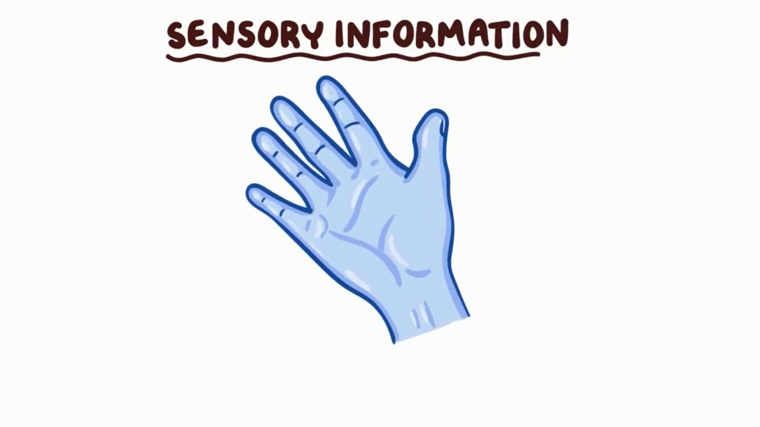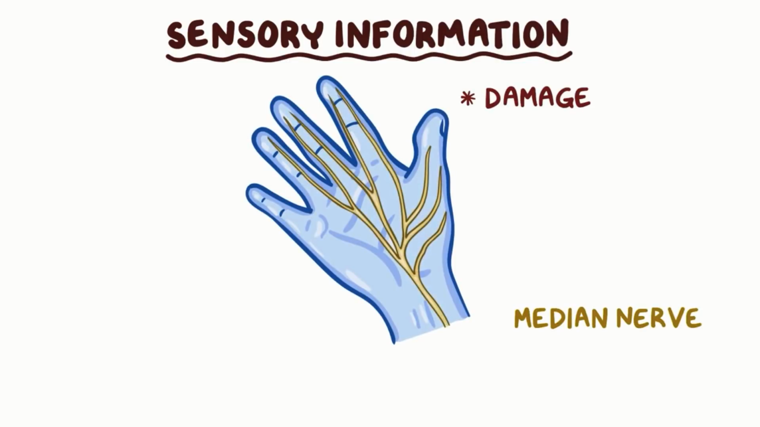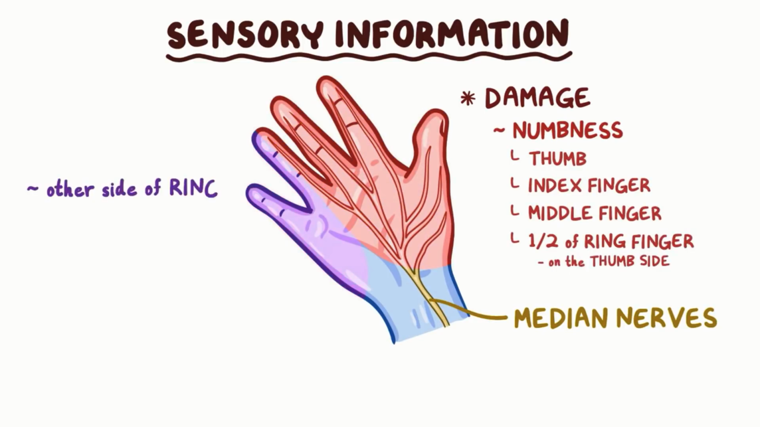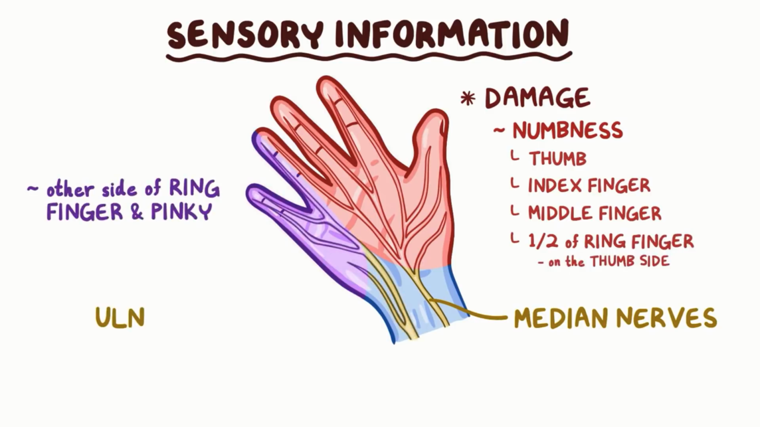Now, both nerves also carry sensory information from specific areas of the hand to the central nervous system. Damage to the median nerves could result in numbness in the thumb, the index finger, and middle finger, as well as half of the ring finger that's on the thumb side. The other side of the ring finger and the pinky are innervated by the ulnar nerve.